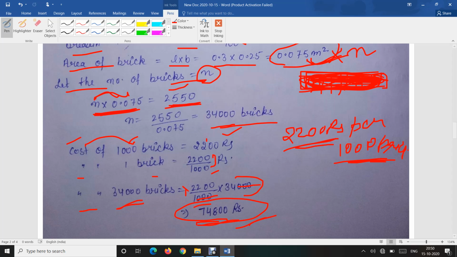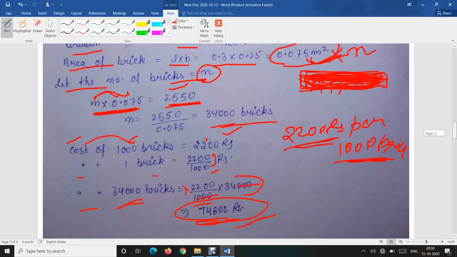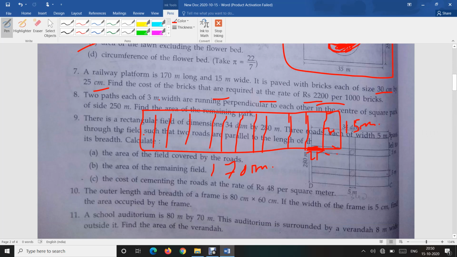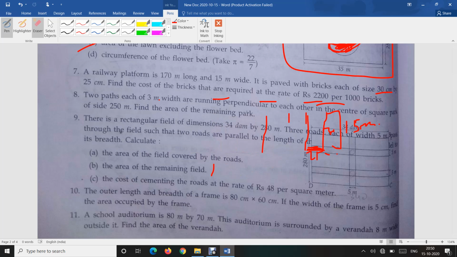Now let us move towards the next question, which is question number 8 of exercise 14.5. Let us focus on question number 8. The question is saying that two paths each of 3 meter wide are running perpendicular to each other in the center of a square park of 250 meter. Then find the area of the remaining park.